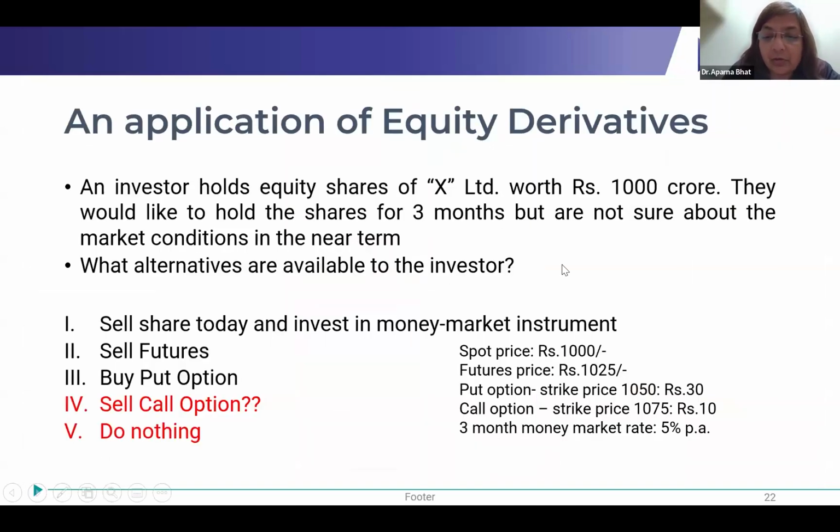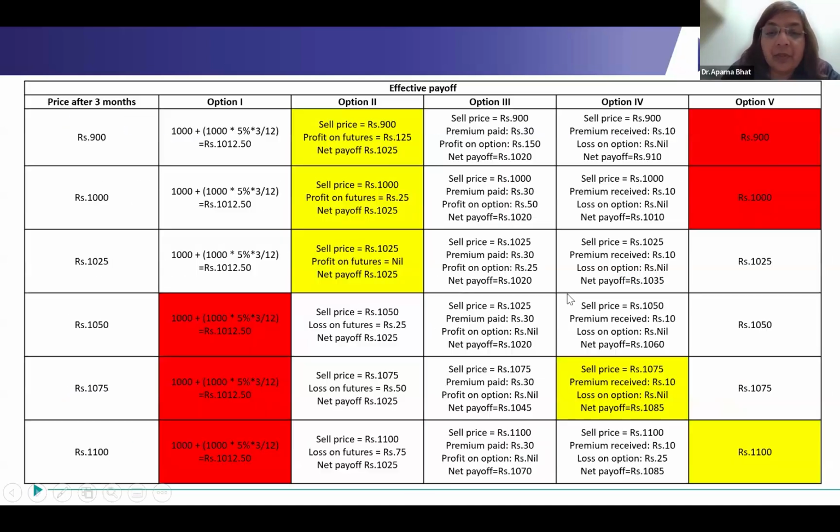Now see, the strike price of the put is 1050. Now if the stock ends at 900, then they would have made a profit of 150 on the put option. Sell the stock at 900, make a profit of 150 on the put option. So that makes it 1050, but they have already paid 30 rupees for that. So the net payoff would be 1020.